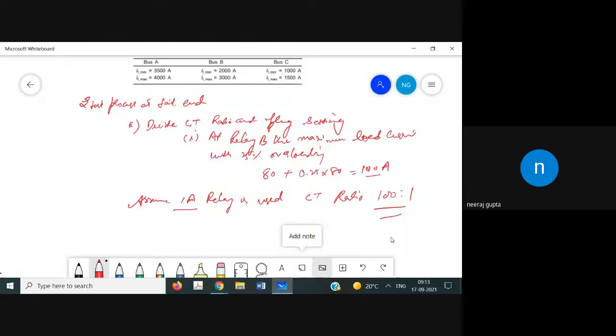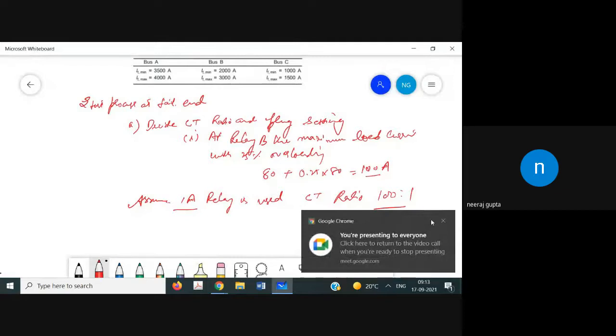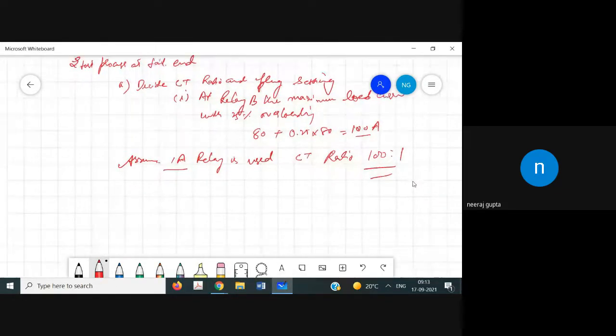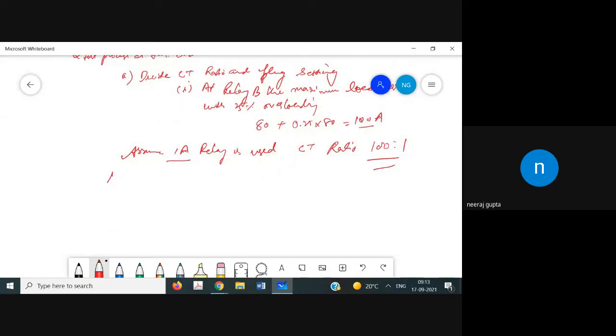Now this is the selection of the CT ratio. Second, let the plug setting be done at 100%, that is, we have 100% rated current. In that case, the plug setting will be 1 ampere. So this is the case for relay B.